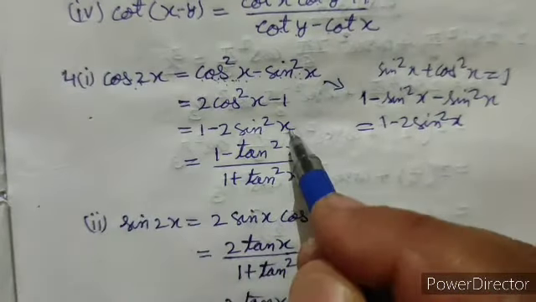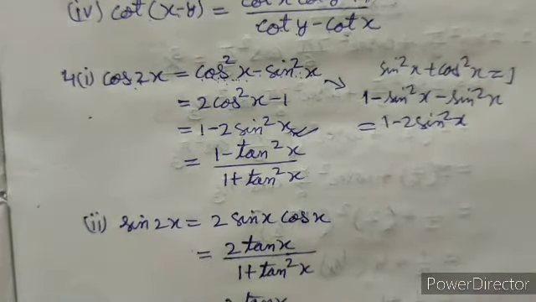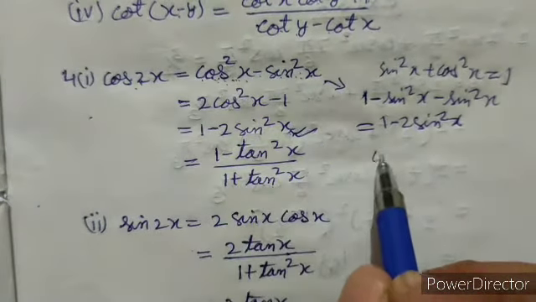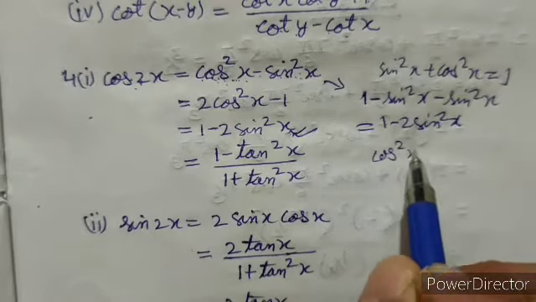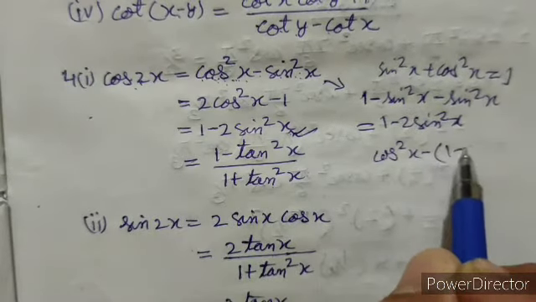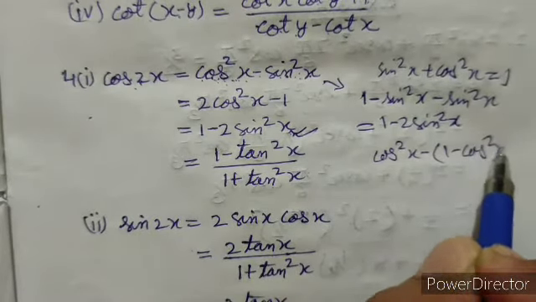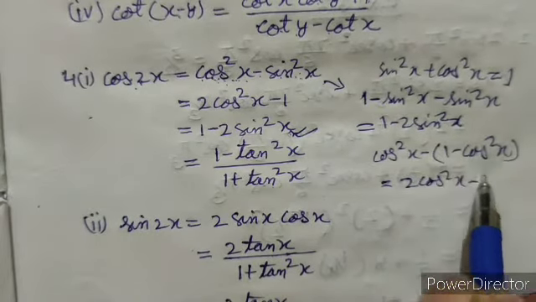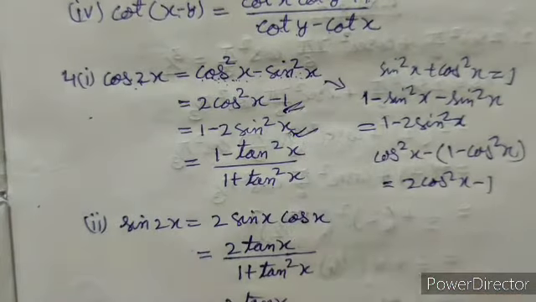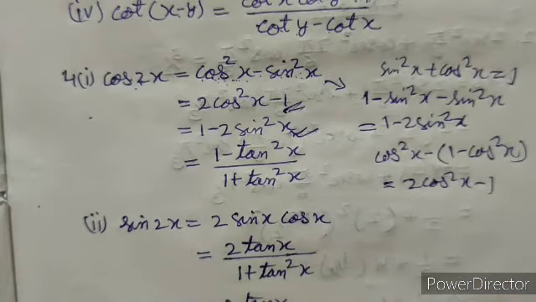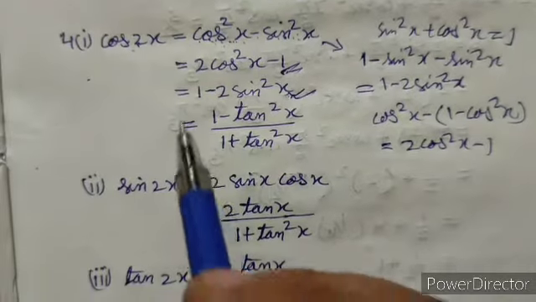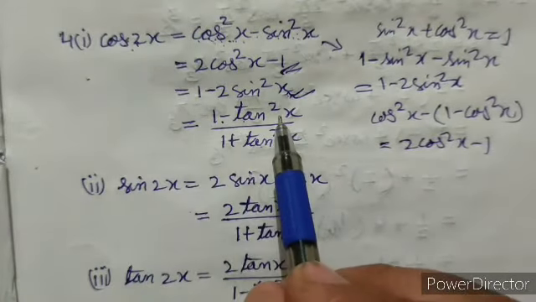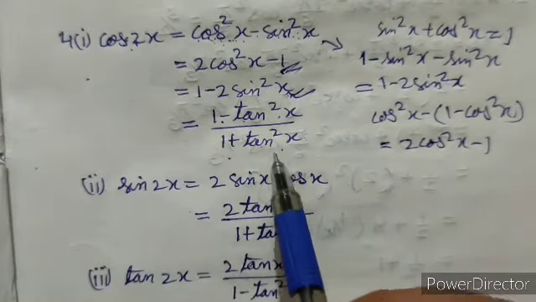So cos 2x can also be written as 1 minus 2 sin square x, and if we convert sin square x into cos, then cos 2x will be cos square x minus 1 minus cos square x, and that will be equal to 2 cos square x minus 1. So cos 2x can also be written as 2 cos square x minus 1, and cos 2x is also equal to 1 minus tan square x upon 1 plus tan square x.